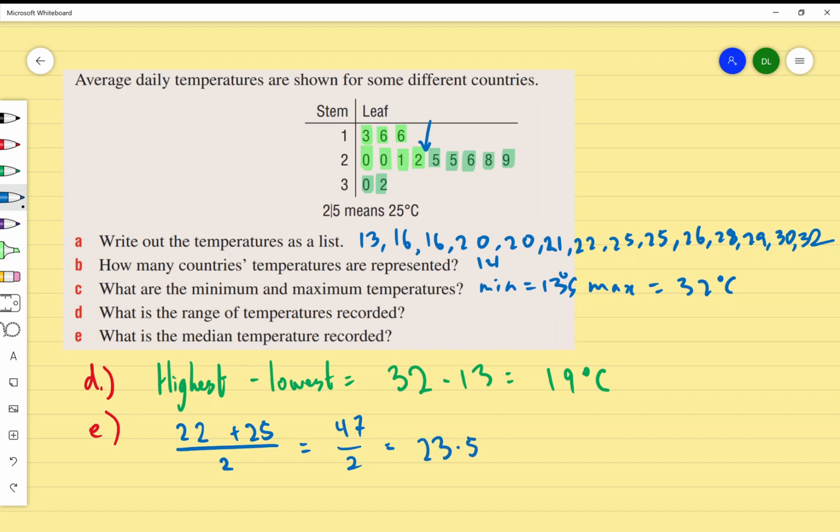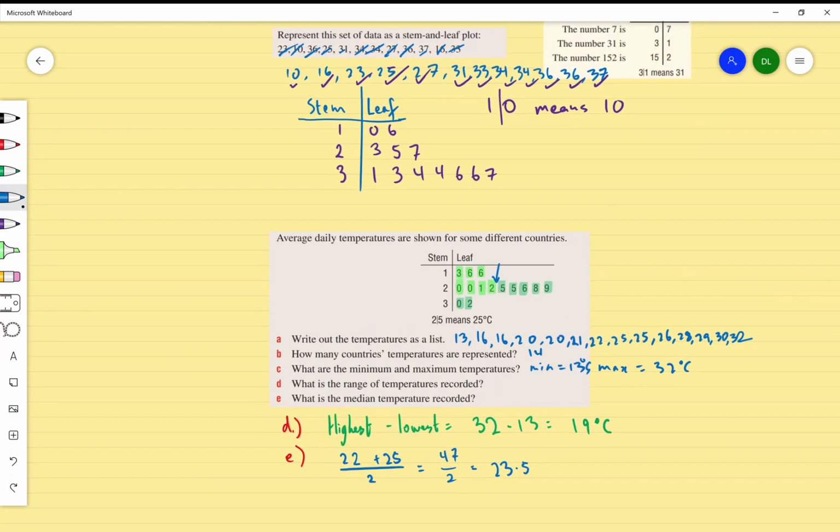And there we go. So that's stem and leaf plots as a whole. Please let me know if you have any questions. Otherwise, best of luck.